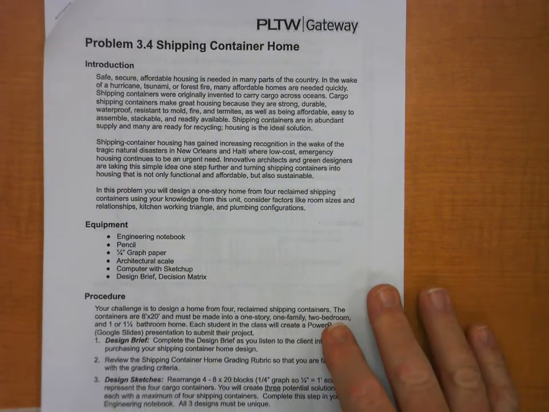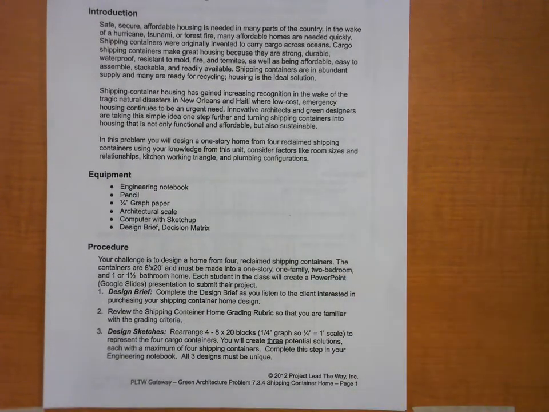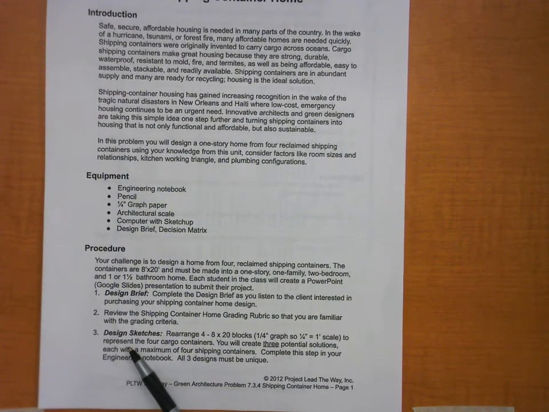We are up to step 3, and if you look at our instruction guide, which you have access to in the module, Design Sketches is number 3. So what you'll do is arrange 4 8 by 20 blocks, basically a quarter-inch graph, or actually I gave you index cards you'll be using. I'll show you how to make those into a template, which makes this step relatively easy to work with. But you will do that to represent the 4 cargo containers. And then you'll create 3 potential solutions in your engineering notebook. All of the 3 designs must be unique.